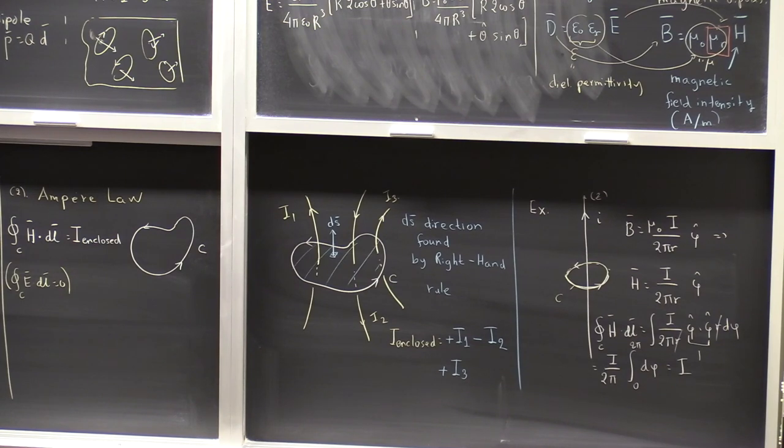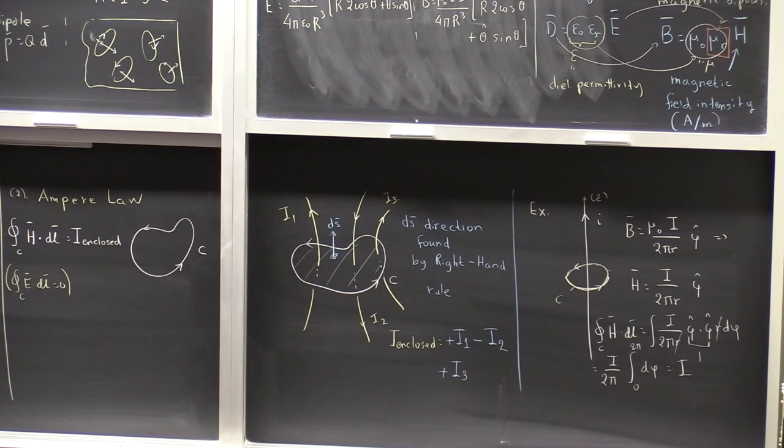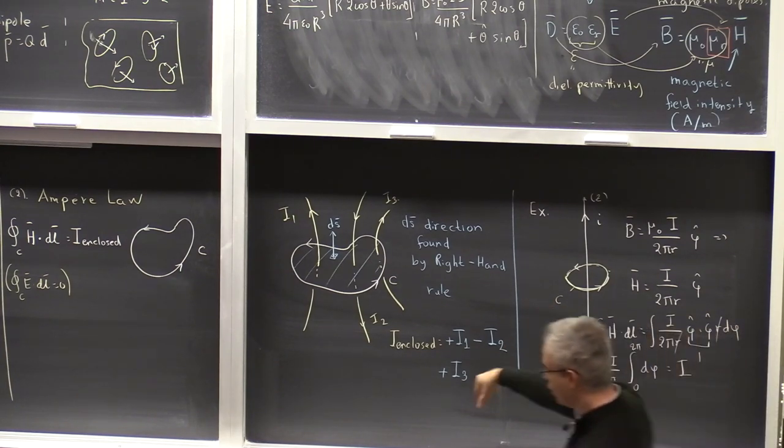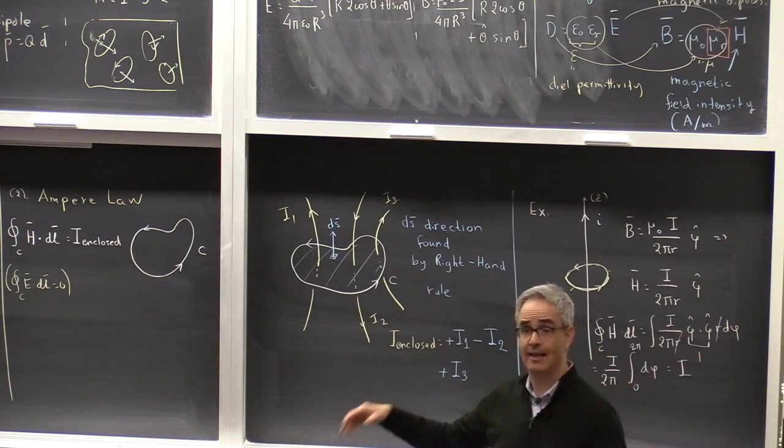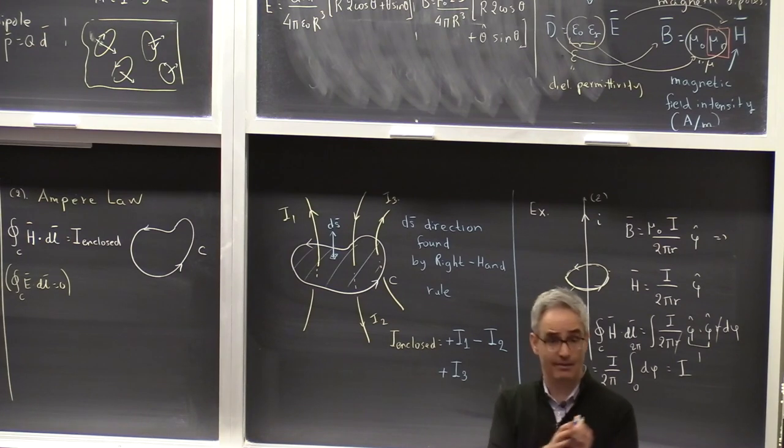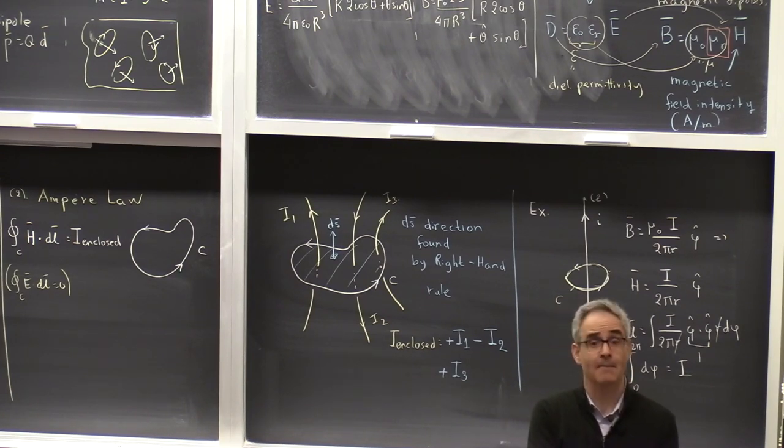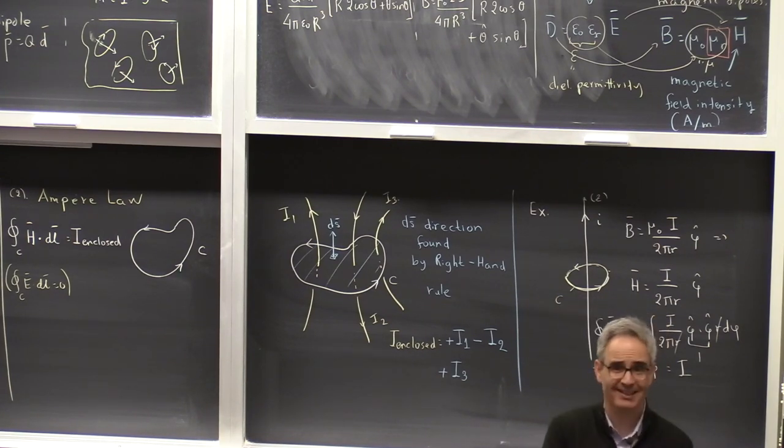Indeed, the current flows upwards. The right-hand side should be plus I, and this is exactly what this equation tells me. So this is a small verification that Ampere's law holds. It holds unconditionally, and how we will use this to calculate magnetic fields, I will discuss in the next lecture.